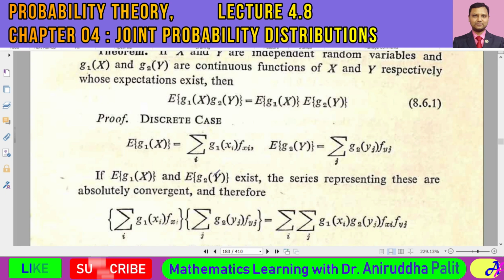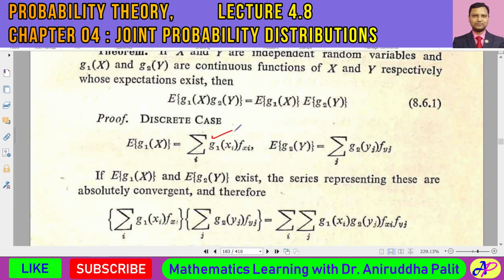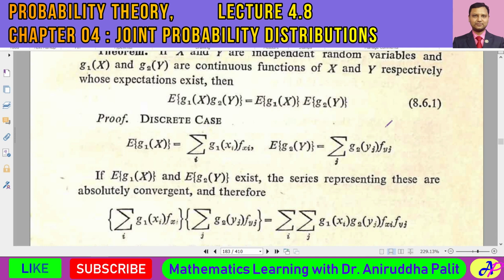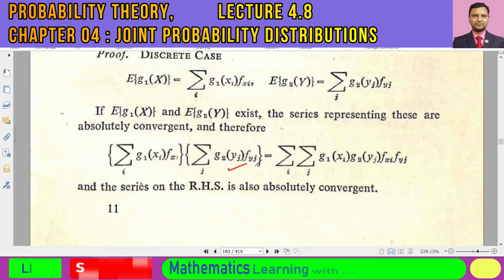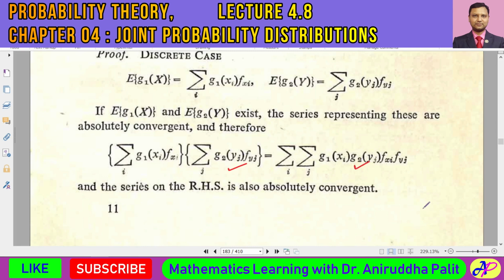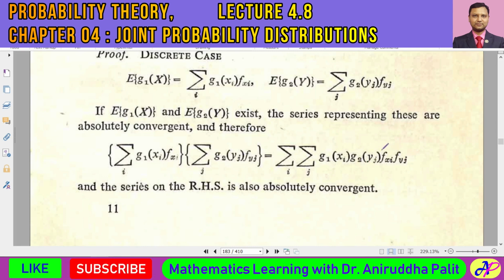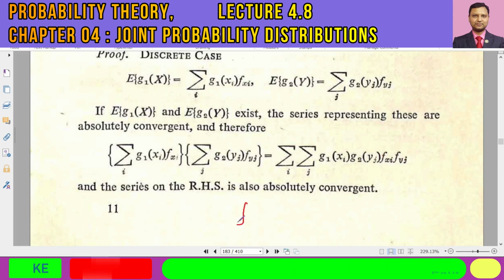Again, as per the definition of these expectations, these two infinite series must be absolutely convergent, and absolute convergence means their product would also be absolutely convergent, and then this product can be written by this type of double summation. Over here, capital X and capital Y are independent, therefore this expression, f(xi) f(yj), would be equal to this.